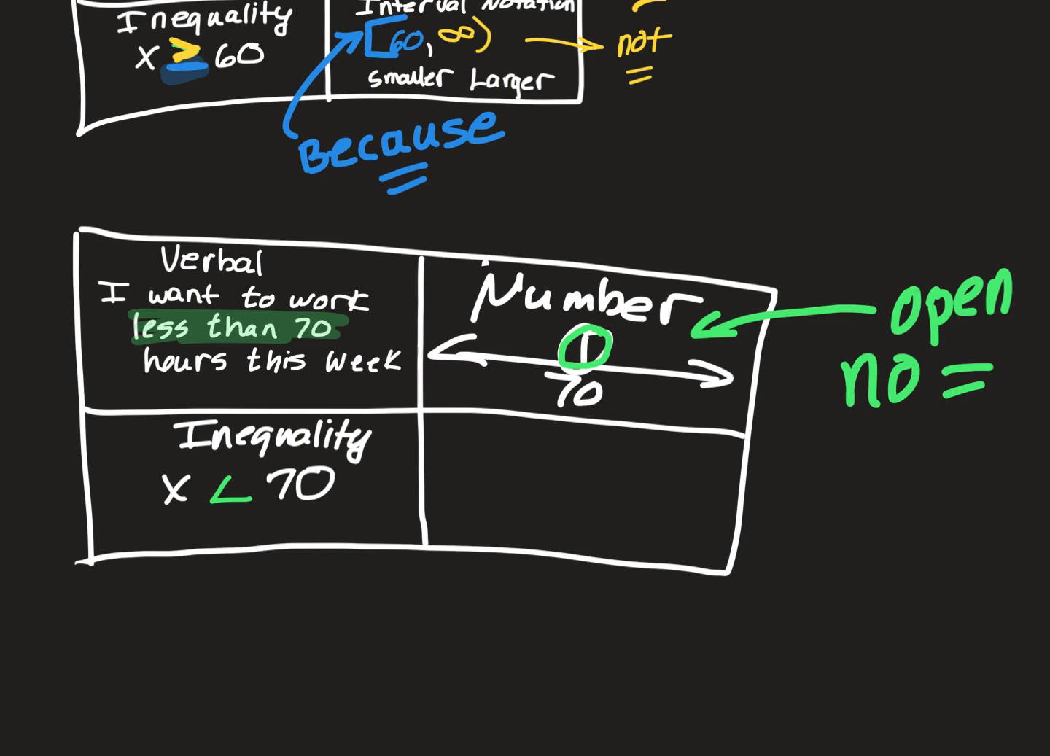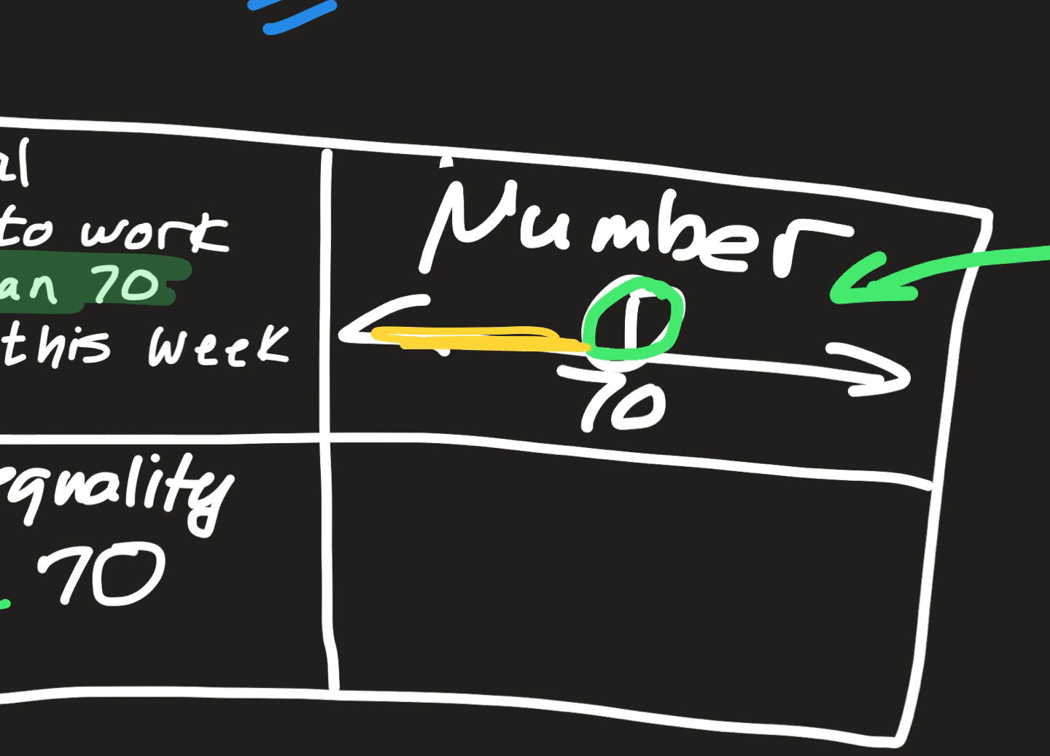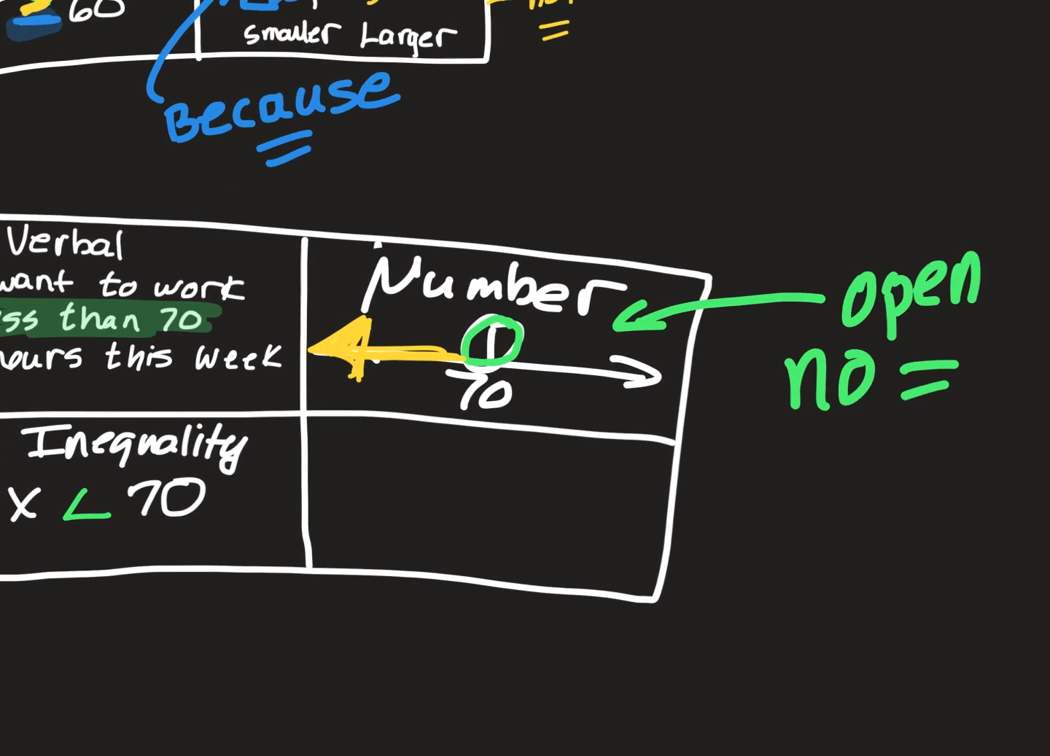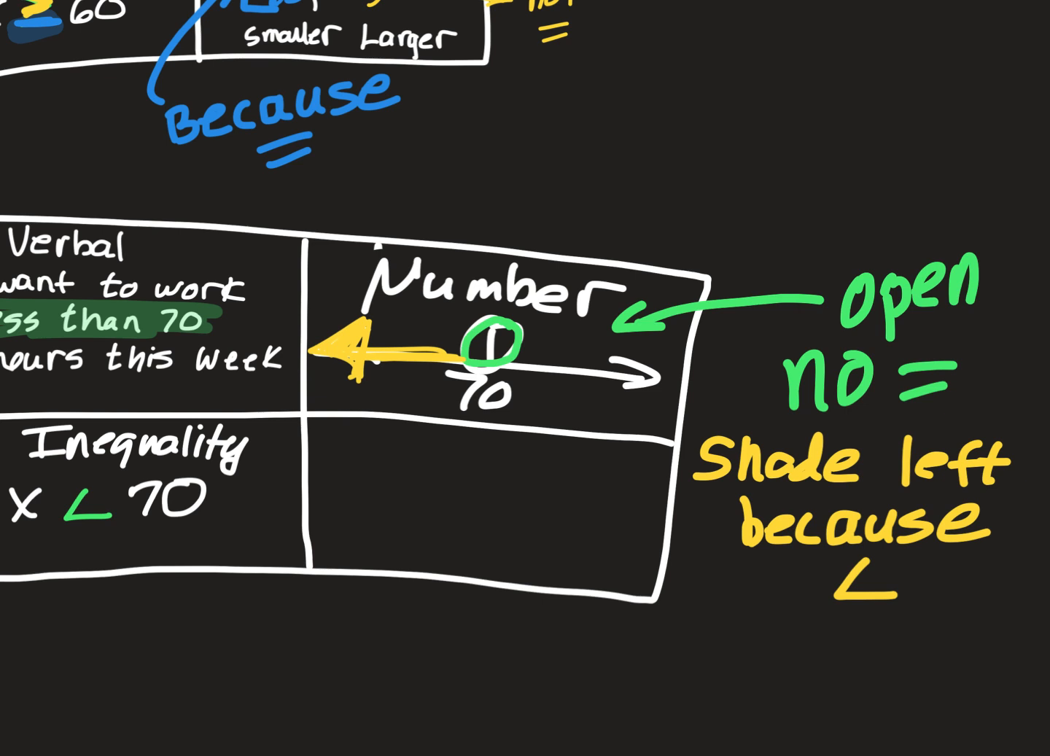Now, in real life, am I going to work negative hours? I wish, okay? So technically speaking, by shading this side of the number line, I'm saying something that doesn't match the real world situation. But in math, sometimes that just happens, that the symbols don't necessarily match up with the real world. So I'm going to color code it. I shaded to the left, and the reason I shaded to the left is because that was a less than symbol.